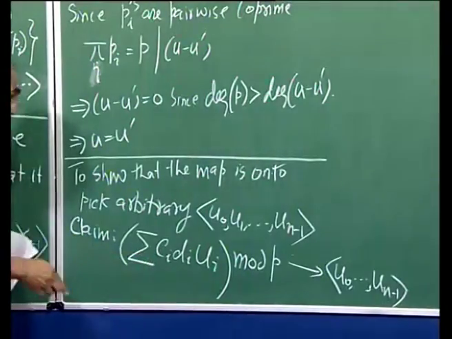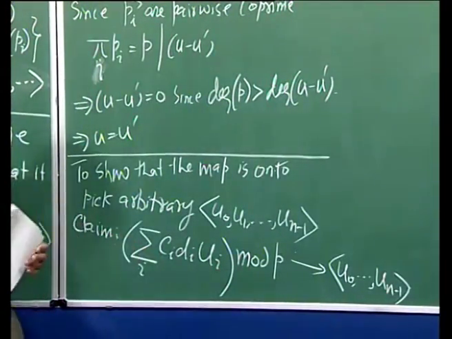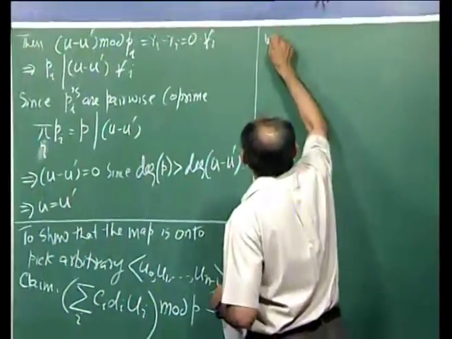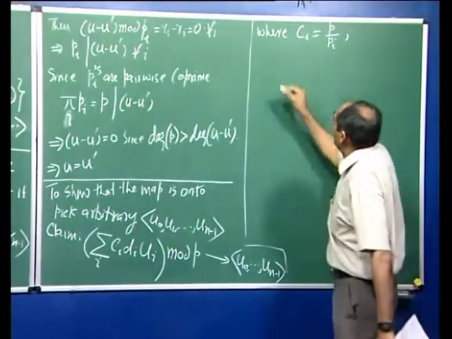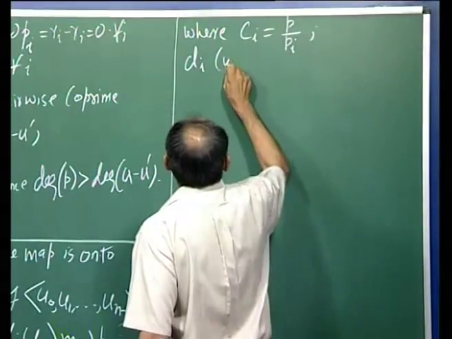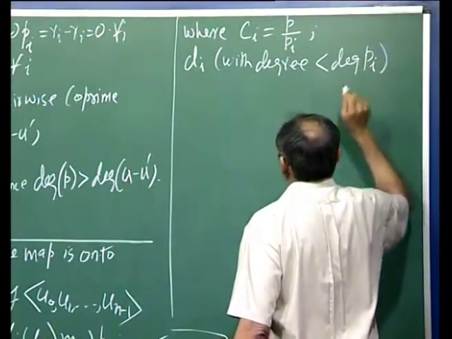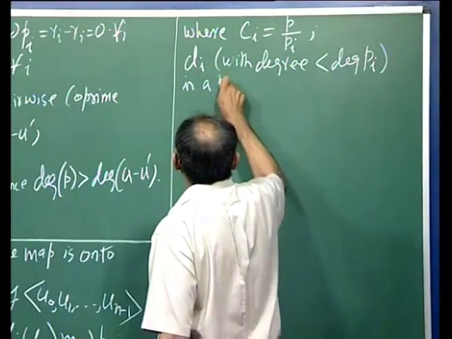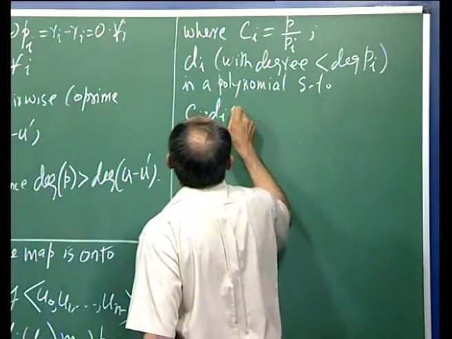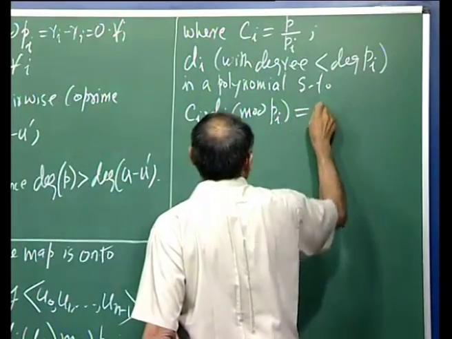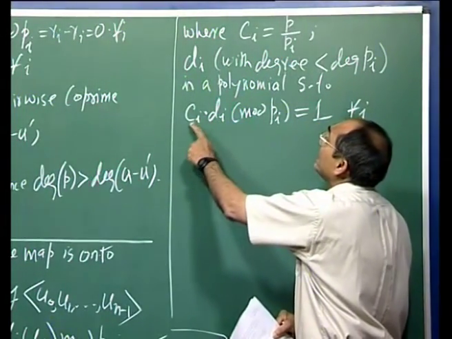Now let me just explain what this is. Recall, as in the case of integers, ci is nothing but p by pi. So let us write down, where ci is p divided by pi, and di, which has degree strictly less than the degree of pi, is a polynomial such that ci times di modulo pi is 1 for every i. In other words, di is the multiplicative inverse of ci.